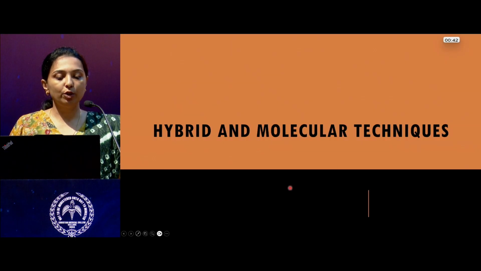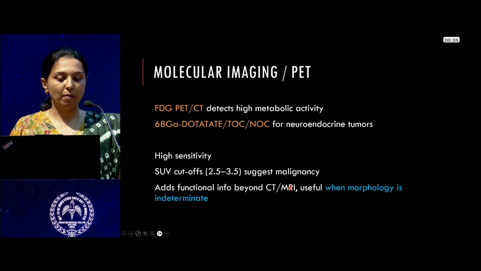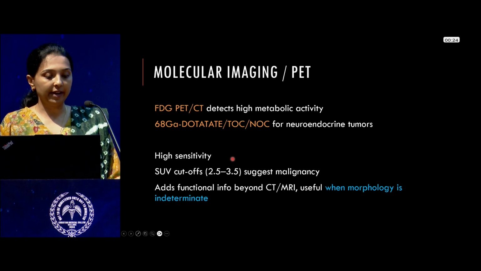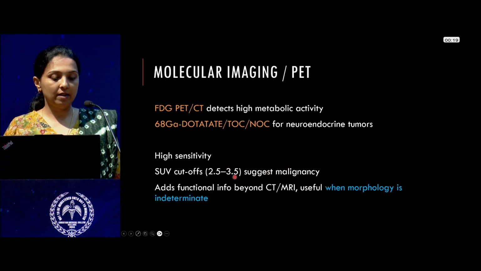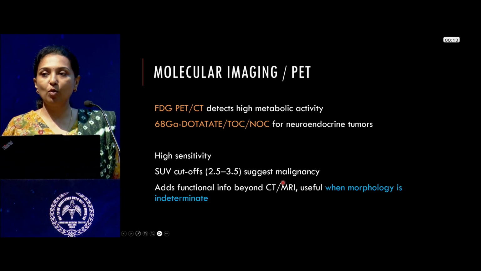Next, let us move on to hybrid and molecular techniques. Here I would just like to touch upon PET-CT, which we all know about. So there is FDG PET and gallium-68 DOTA PET for neuroendocrine tumors. PET-CT on the whole has a very good sensitivity, and regarding pancreatic cancer, when an SUV cutoff of about 2.5 to 3.5 is used, studies have shown that it more strongly suggests a malignancy.